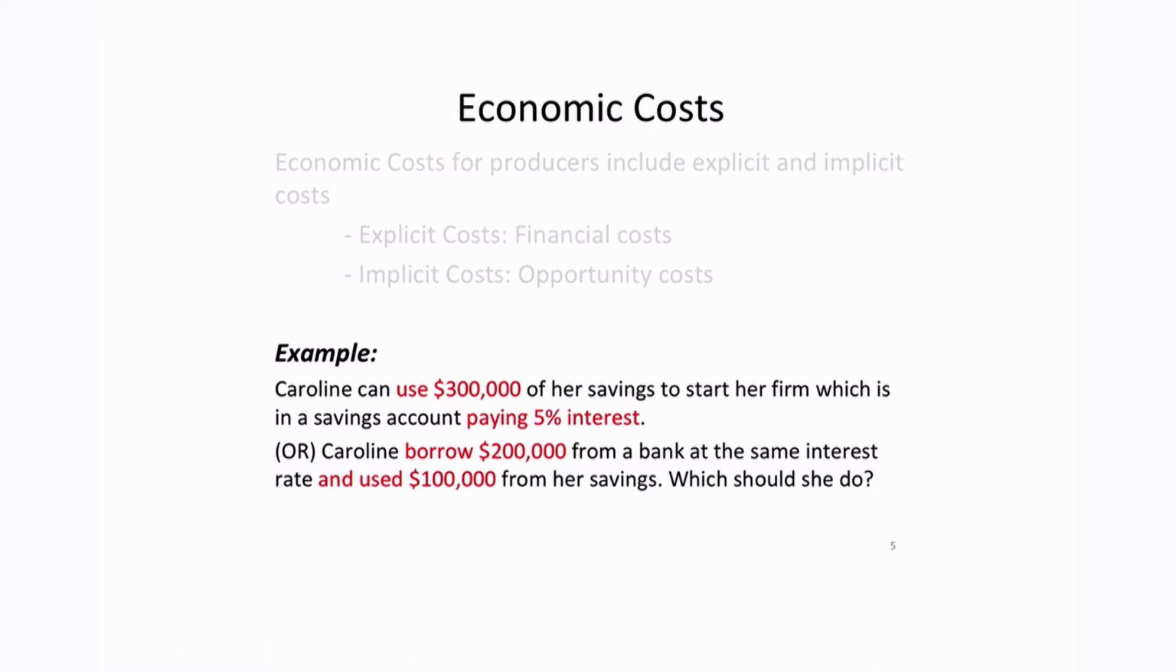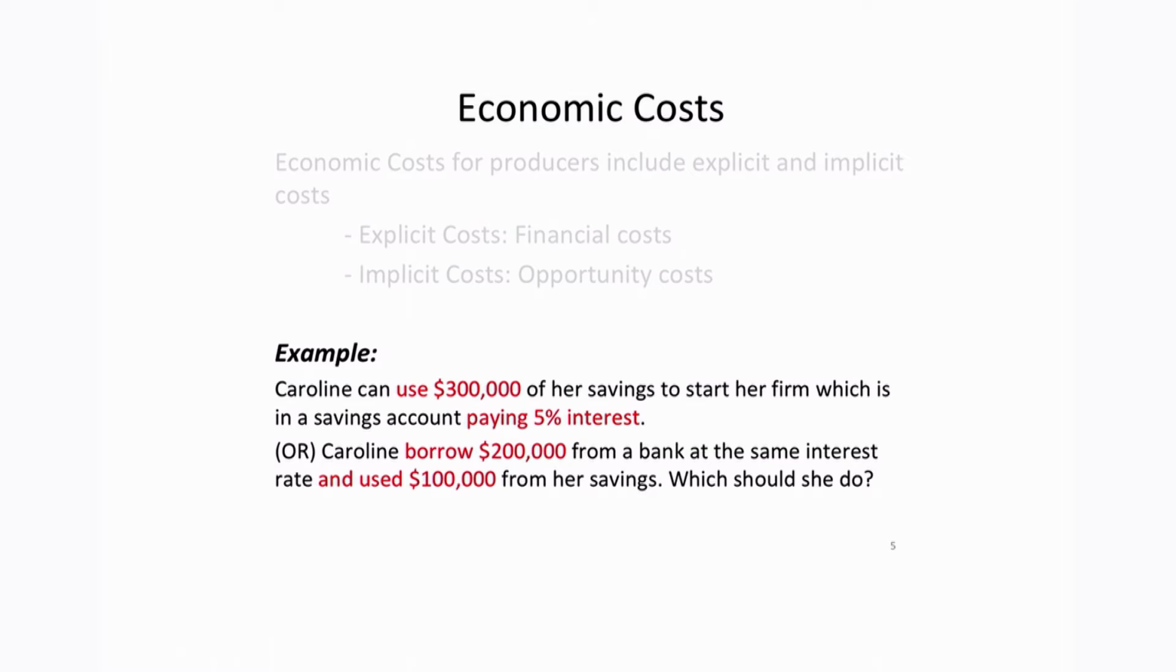Let's say that our friend Caroline can use $3,000 of her savings to start her firm, which is in a savings account that is paying her 5% interest. Now, Caroline needs $300,000 to start her new business. So she can take that money straight from her savings, but that savings account is paying her 5%. On the other hand, Caroline can borrow $200,000 from her bank at the same interest rate and use $100,000 from her savings. The question is, what should she do?